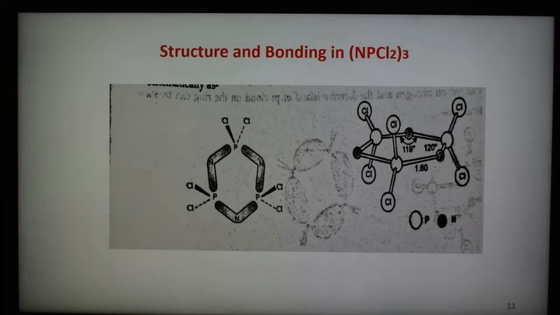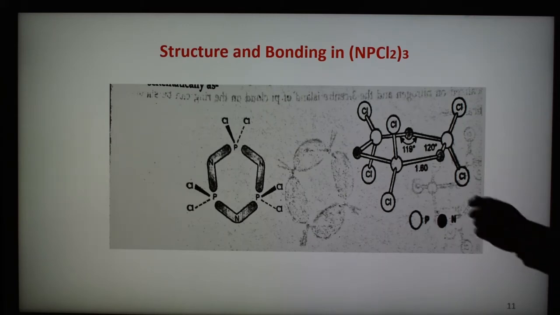And in the next, this is the structure. In this structure, due to the higher electronegativity of nitrogen as compared to phosphorus, the electron cloud is more localized on nitrogen, and the 3-center pi cloud on the ring can be shown here. And this is the structure which forms here.